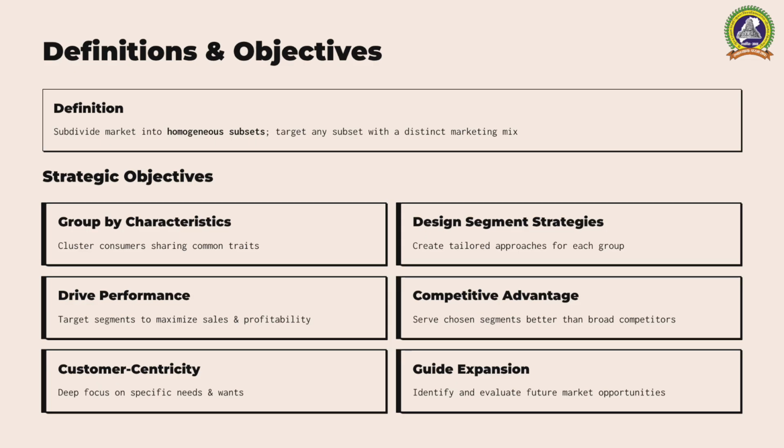This leads us to the objectives. Why do we do this? The main goals are, first, to classify and group consumers based on consumer characteristics. Second, to design and launch an appropriate marketing strategy for each specific segment. Third, to target a specific market segment with the clear aim of generating sales and profit. Fourth, to gain a competitive advantage by serving one group better than competitors who are trying to serve everyone. Also, to become more customer centric by focusing deeply on the needs and wants of a particular customer group. And finally, to help decide future market expansion.